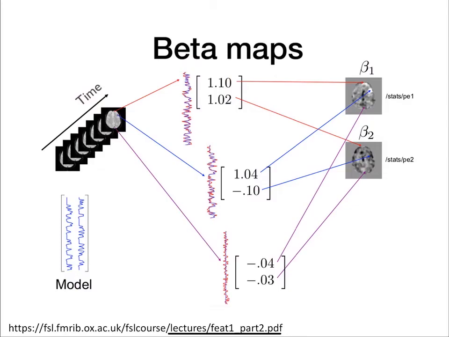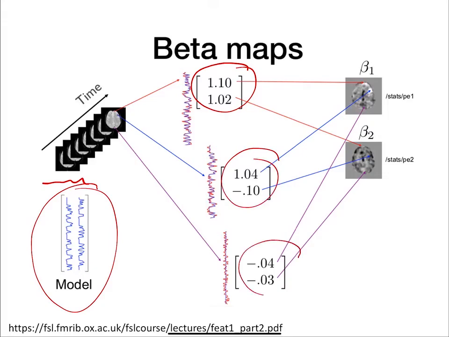Okay, so this is just to remind us where we're at. This is the fMRI time series over here. These are our model regressors. And for every voxel, we're going to try to estimate these beta values. Here, they're both about 1. Here, one is 1 and the other is close to 0. And here, they're both close to 0.